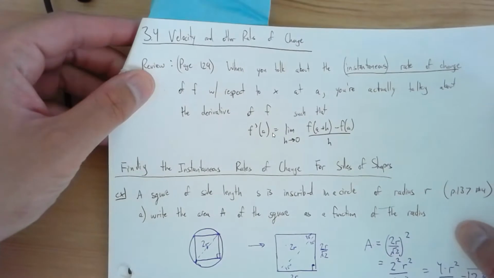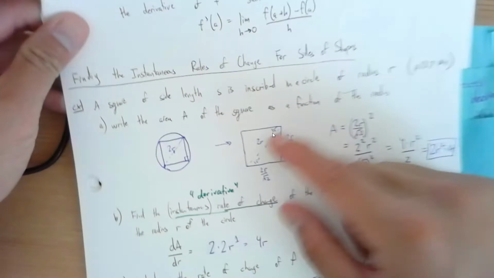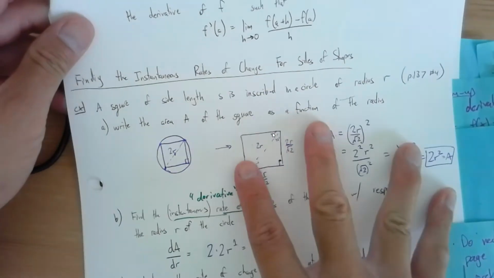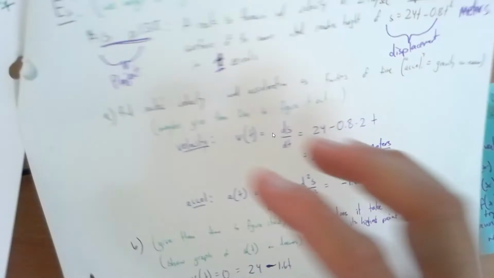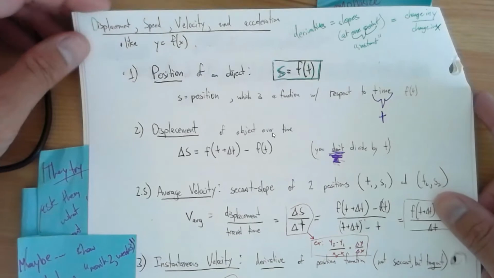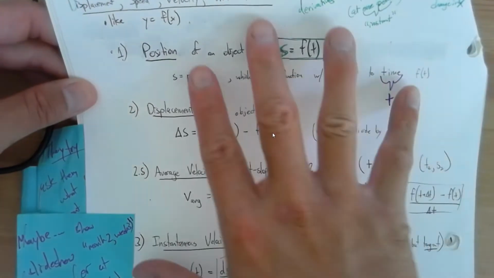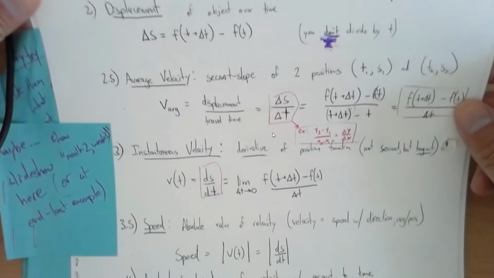As review, in 3.4, we are talking about velocity and other rates of change. And I kind of talked about a rate of change of a shape in the last video. If you're going in order of the videos I have on my website currently in 2018, 2019, you're going to need to take notes from this entire page up and down.